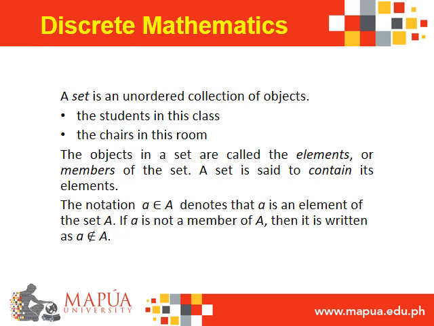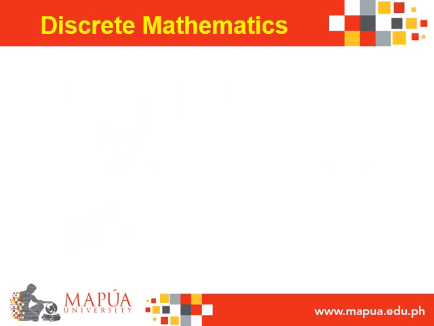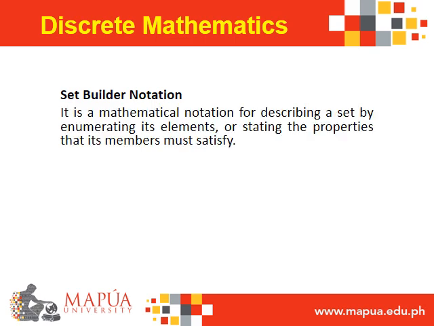The notation a ∈ A often denotes that a is an element of set A, meaning a is a member of set A. If a is not a member of set A, then it's often written like this. In order to determine the elements inside a given set, we apply what is called set builder notation. A set builder notation is a mathematical notation for describing a set by enumerating its elements or stating the properties that its members must satisfy.